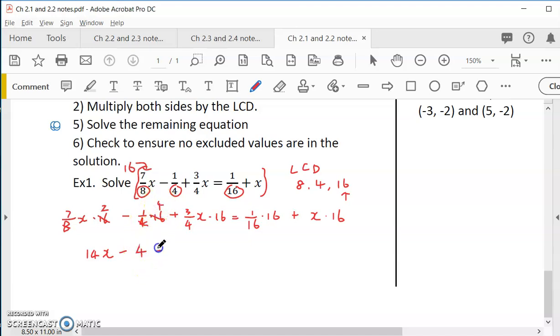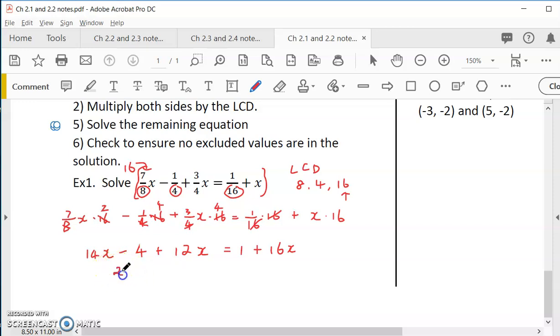Minus 4, because this also gets canceled and you have 4 left over. So 3 times 4 is 12x. You see how this side has no fraction. And 16 and 16 cancel, and you still have 1. And then this one has no denominator, but you still have to multiply by 16, so 16x. Okay, so now we combine like terms just like before.